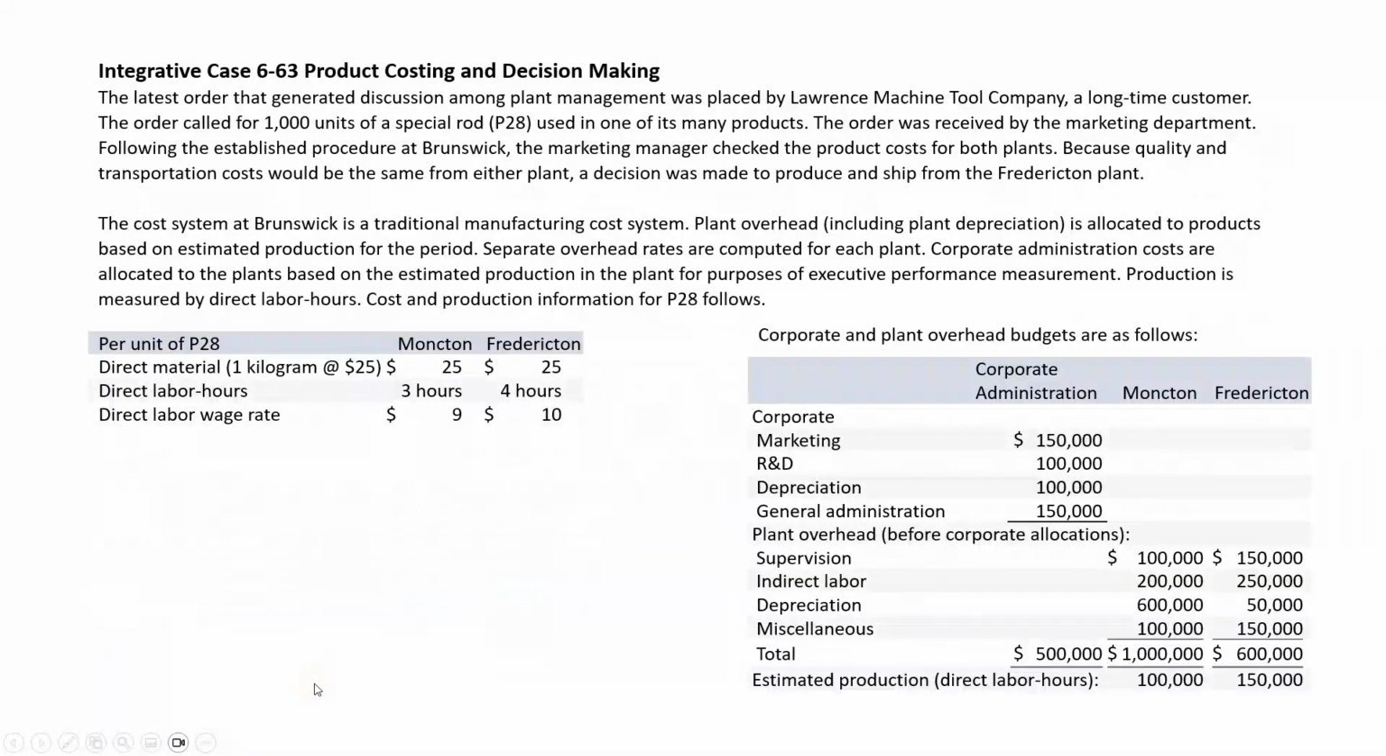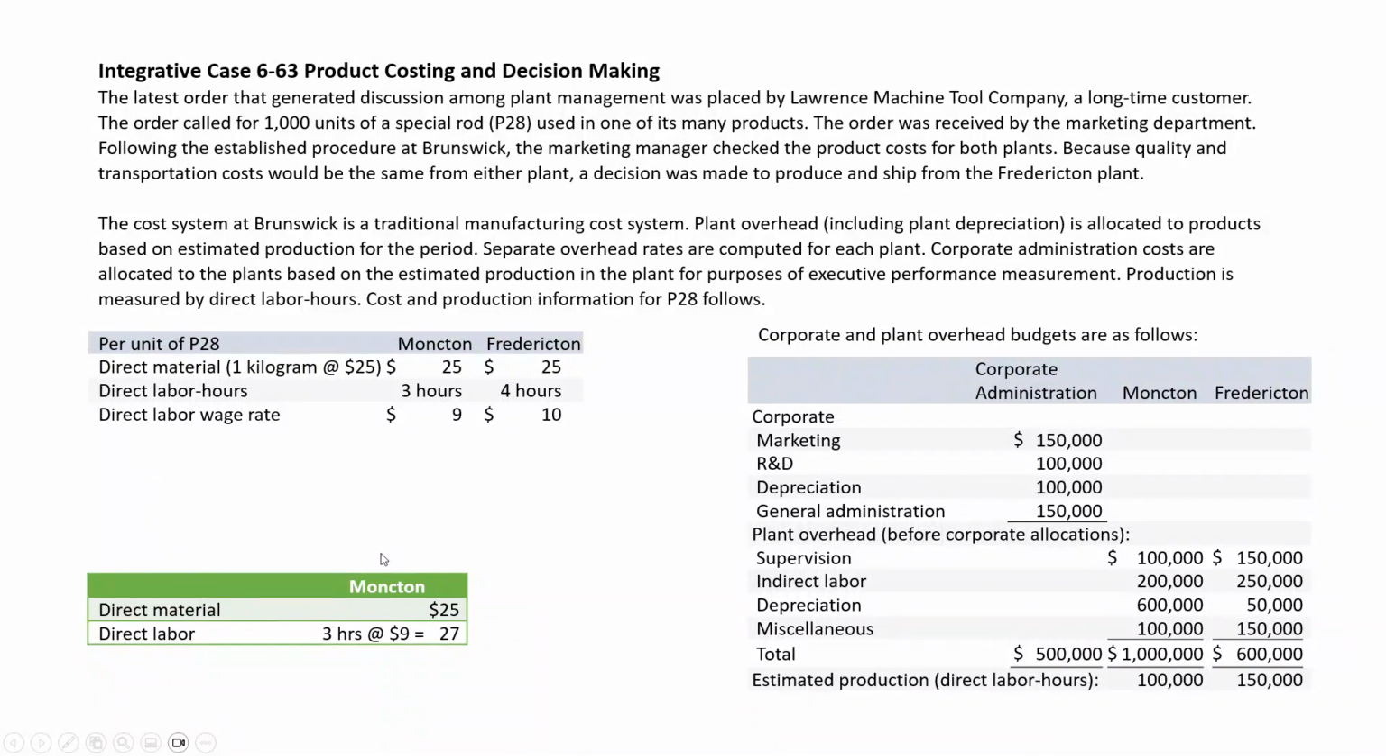overhead. I'm going to work with you on calculating Monktown, and I'm going to allow you to calculate Fredericton on your own. We're going to start with, again, product cost. What is that for Monktown? $25 in direct material is going to be our starting point. And note, irrespective of what plant it's produced at, this company has negotiated a raw material price of $25 overall.